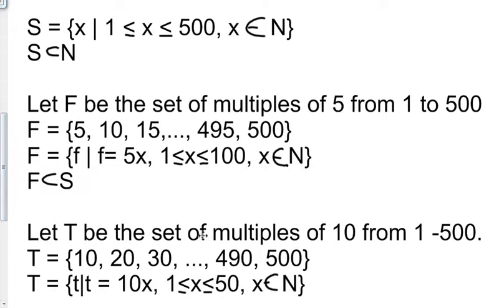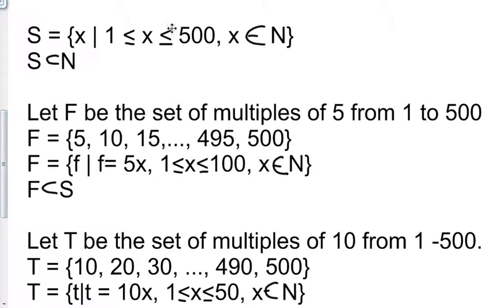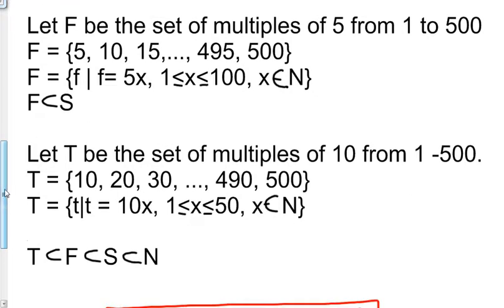Let t be the multiples of 10 from 1 to 500. T is equal to 10, 20, 30, ..., 490, 500. My set t is equal to my variable t such that t is equal to 10 times x. Remember, we defined x way up here. X is going to be only between 1 and 50 this time, because if we take 10 times 50, that gives us 500. We can't go any higher than 50, though. And x is always going to be in the natural numbers. So t is a subset of f, which is a subset of s, which is a subset of our natural numbers.